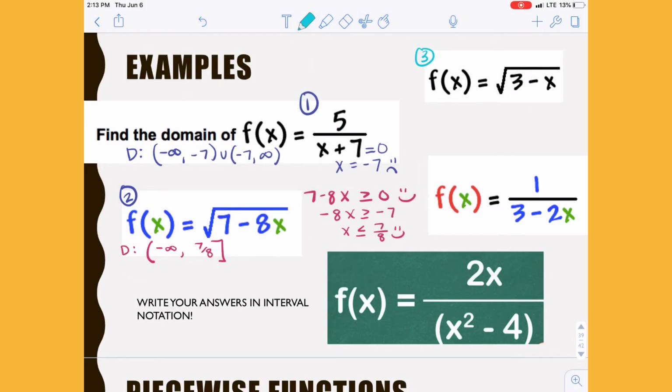When I look at my next problem, I have 3 minus x. Again, this is an inequality problem. I'm going to set it greater than or equal to 0. These represent the good values, and begin to solve. Flip my sign because I'm dividing by a negative. Therefore, the domain is negative infinity up until 3, and 3 is included.